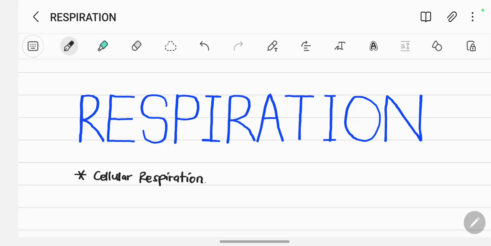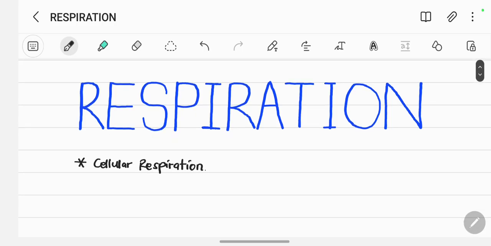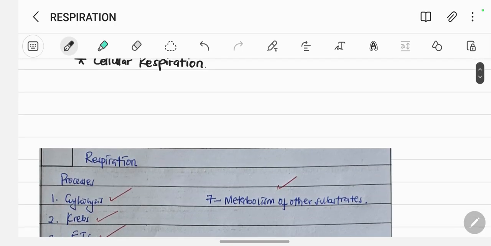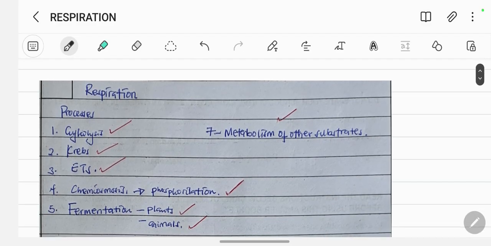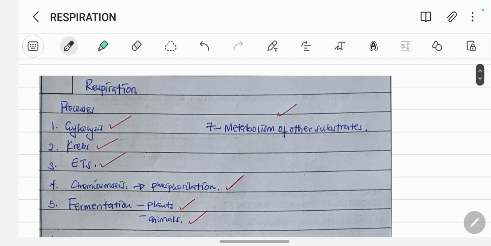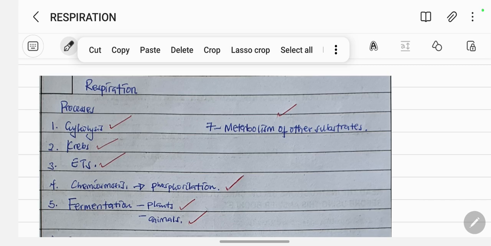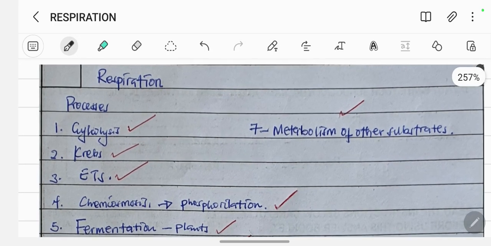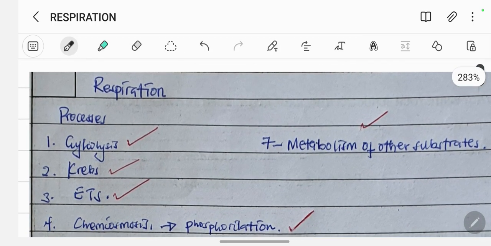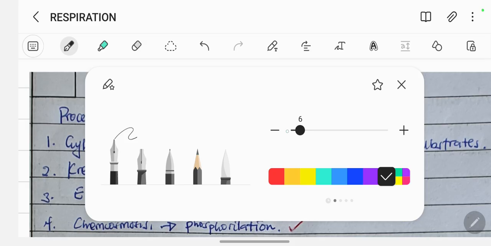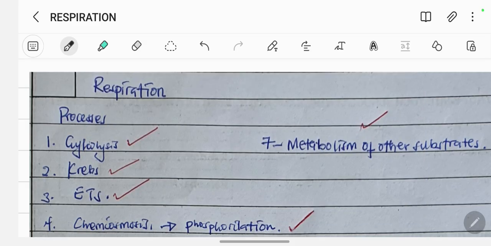Going to handle respiration, and specifically cellular respiration. And what you're going to go through are these. Under our respiration, I've tried to summarize it in this form. I'm going to focus mainly on the processes.